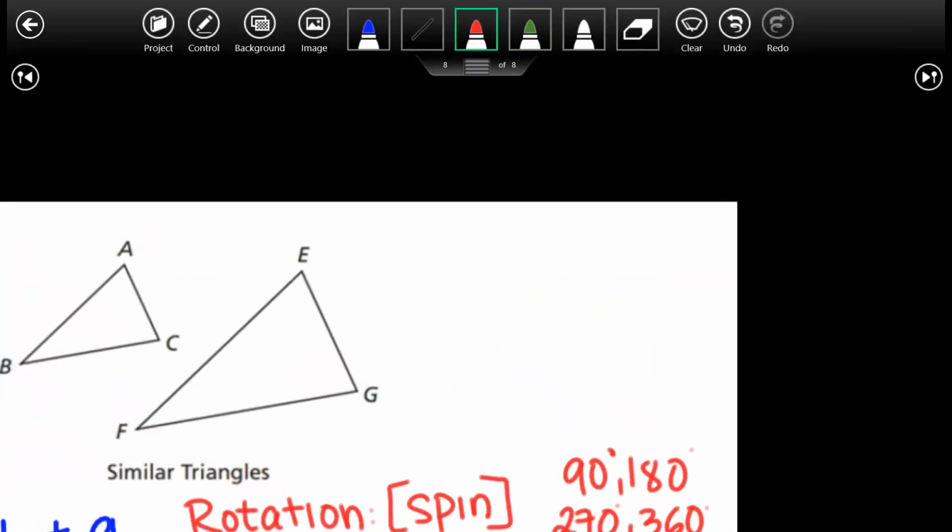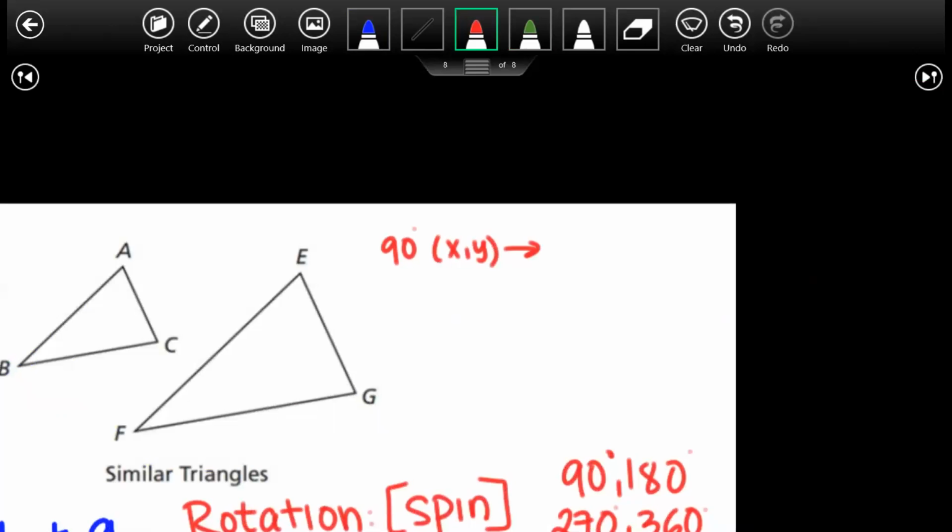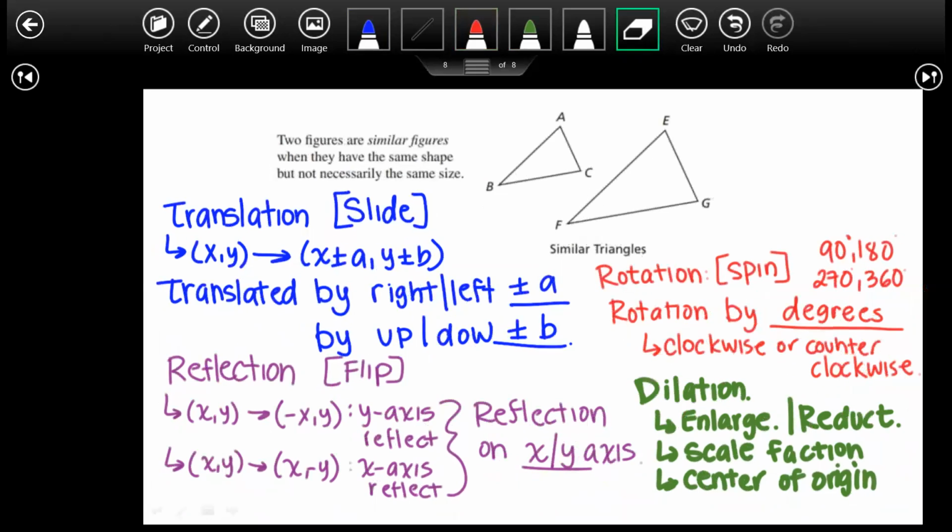For the rotation, I'm just going to give you them just in case you want them. 90 degrees would be x comma y. Clockwise would make it, I believe, switched, y, x. No, I'm not going to give you them. Let's not give you them. I don't want to teach you the wrong thing. Yeah, let's not give you those. Okay, so this is what we want to be able to describe when using these types of transformations.